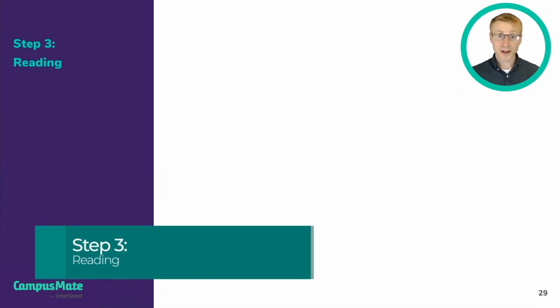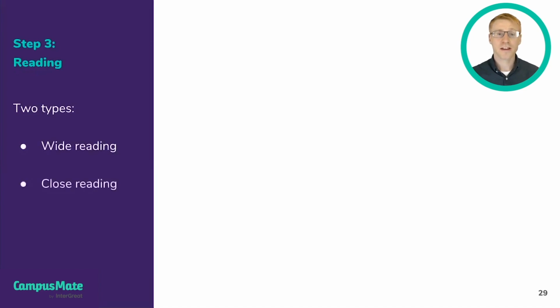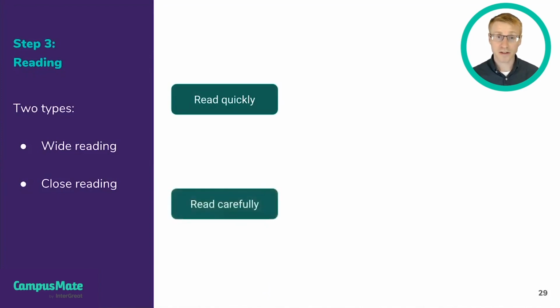Step 3. Reading. Your writing is the final product, but the reading you do is equally important. 2 types of reading can help with your essay: wide reading and close reading. In wide reading, you read many different articles and papers quickly to collect all the information you need. Then, in close reading, you read this information carefully and critically to understand it better.